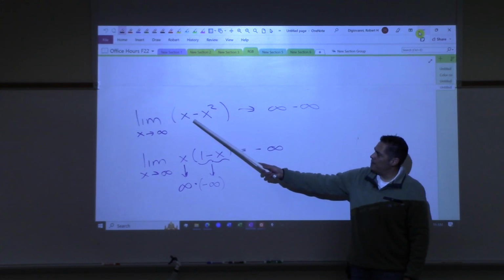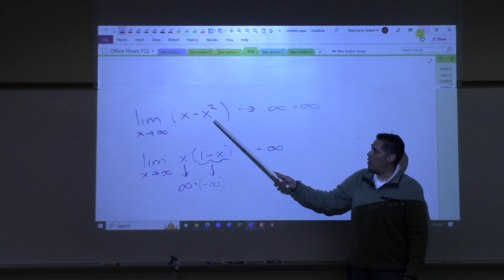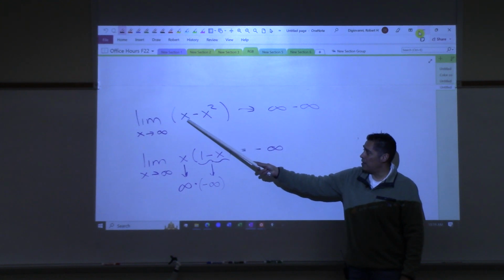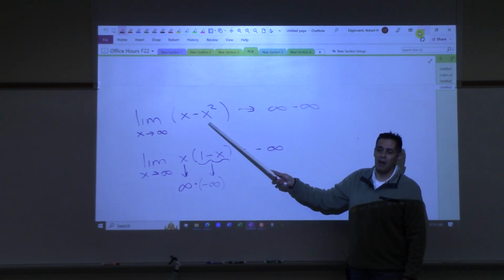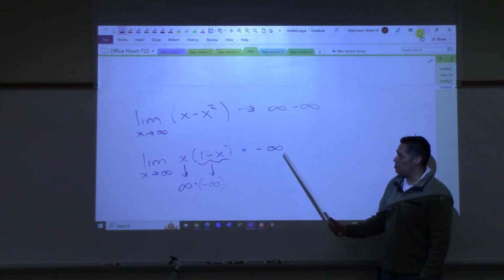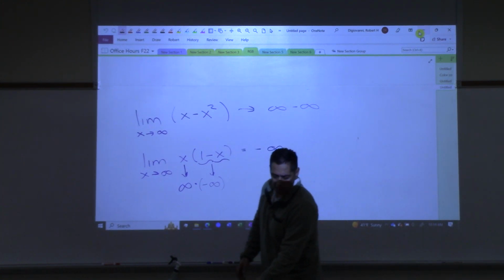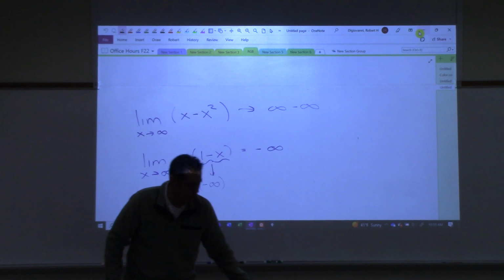So this is like linear, and that's quadratic. This quadratic will dominate the linear one. So this negative number is going to dominate this one. And so your answer should be negative infinity. Good?